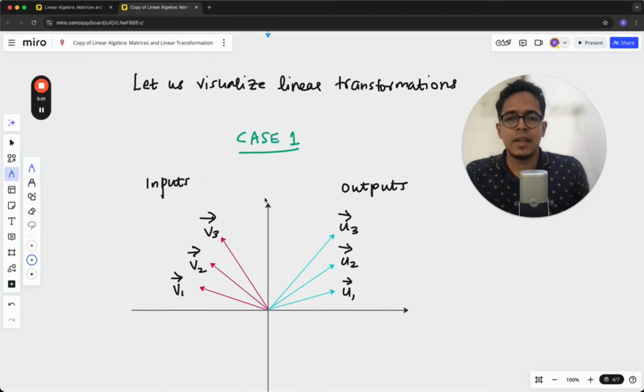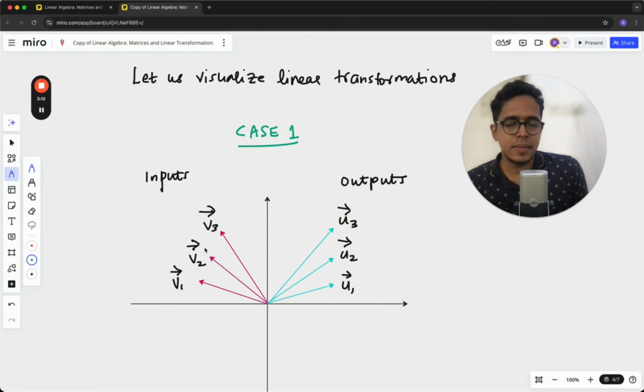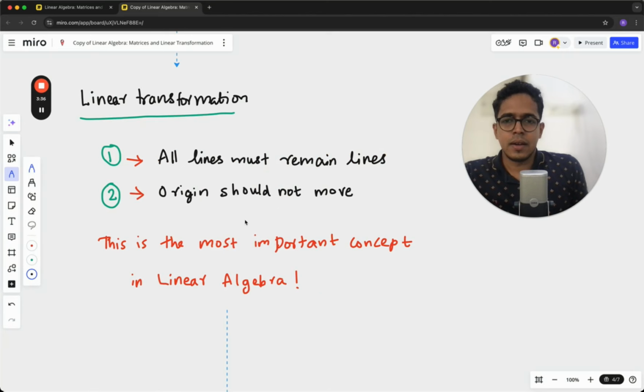So let's visualize a particular transformation. Some of these transformations may be linear, some of them may be not linear, but let's see. So here, imagine you have three vectors that are inputs into the transformation, v1, v2, v3. And you have three vectors that are outputs, u1, u2, and u3. My question is, is this a linear transformation or not? One of the ways to see whether this is a linear transformation or not is to check if the two properties above, all lines must remain lines, origin should not move, are satisfied or not.